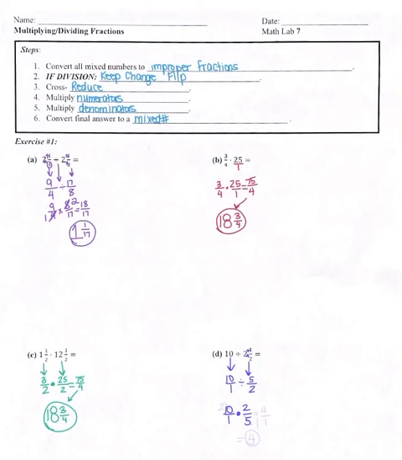See if we can cross-reduce. 2 and 1 you can't. 10 and 5, you can divide both by 5. 5 divided by 5 is 1. 10 divided by 5 is 2. So then we multiply the tops. 2 times 2 is 4. Multiply the bottoms. 1 times 1 is 1. 4 over 1 is 4. And that is our final answer.